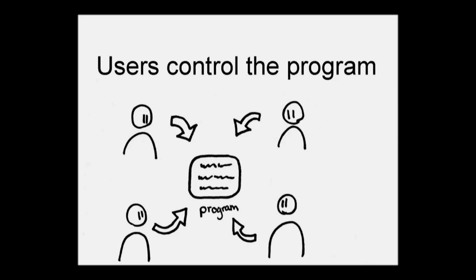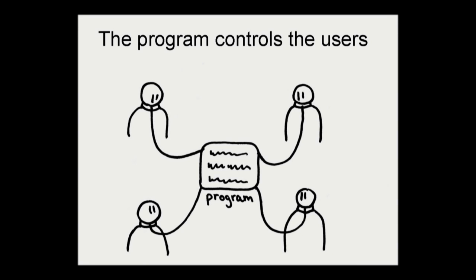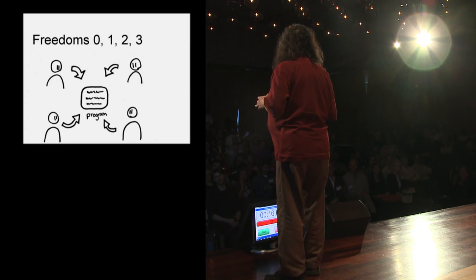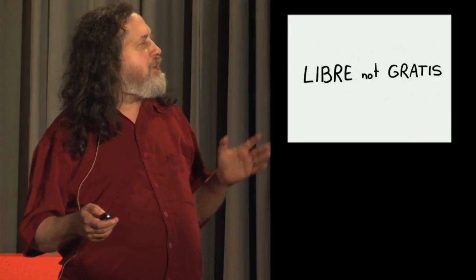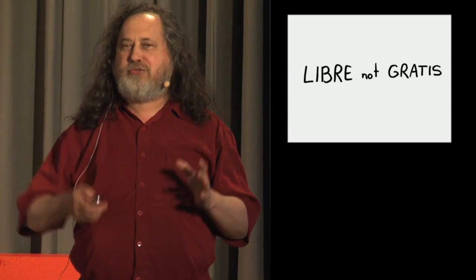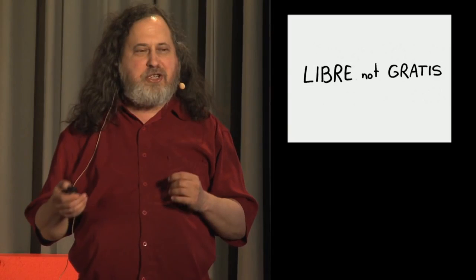With software, there are two possibilities. Either the users control the program or the program controls the users. It's inevitably one or the other. So in order for the users to control the program, they need the 4 essential freedoms. And that's the definition of free software. Free software respects the user's freedom and community.